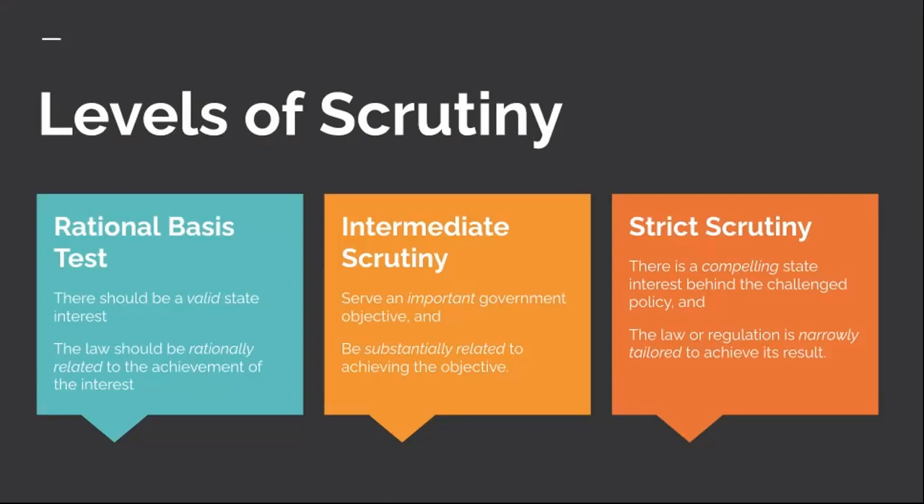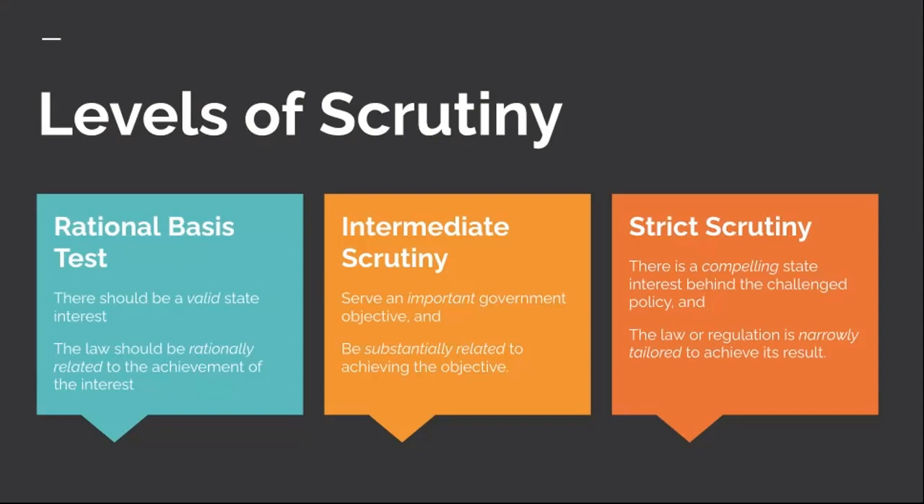One of the things I want to mention, in order to distinguish the rational basis test and intermediate scrutiny from strict scrutiny, is that for the rational basis test and intermediate scrutiny, the person who has the burden to show that the law is invalid is the person doing the challenging. So if I'm going to challenge a law and it's not a fundamental right, I need to prove that there's no valid state interest, or that there's no important government objective. I'm the one who needs to prove that it's not rationally or substantially related to achieving the objectives.